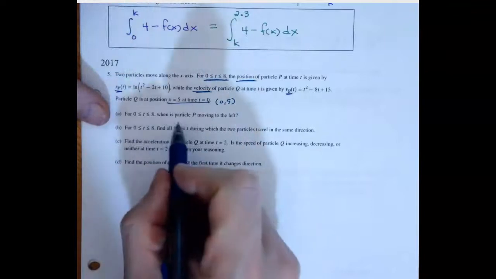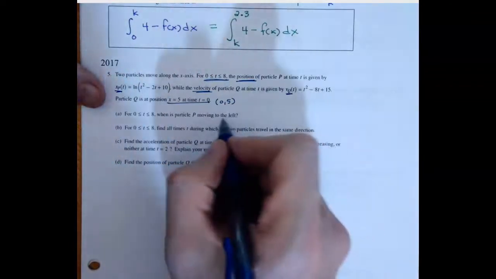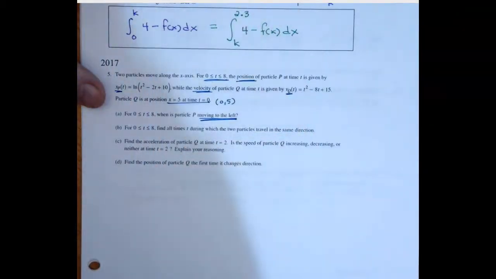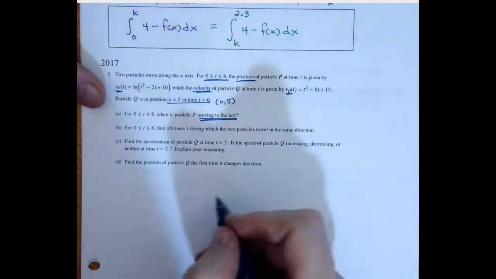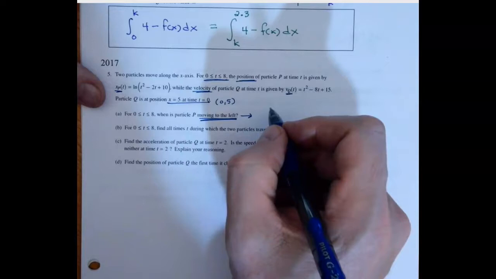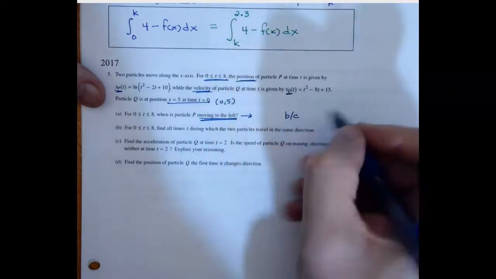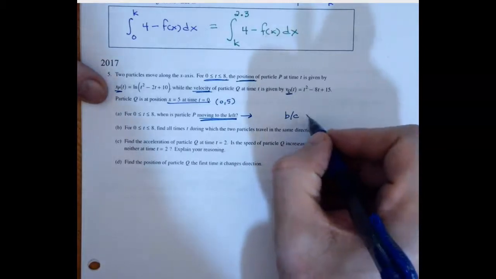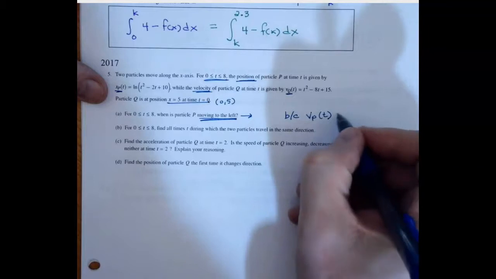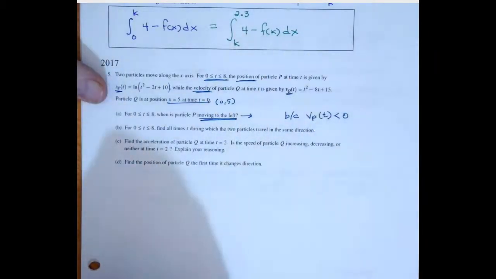So we've kind of looked at all of those. It says for those values, when is p moving to the left? Okay, so right away, moving to the left, we know that we should be putting v of p is less than 0. That's when the particle would be moving to the left, when the velocity was negative.